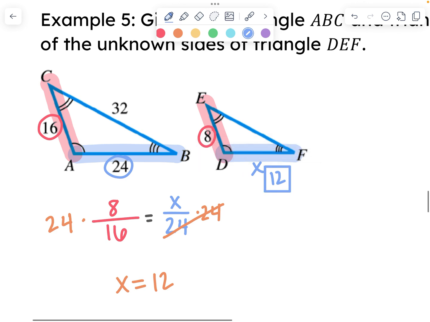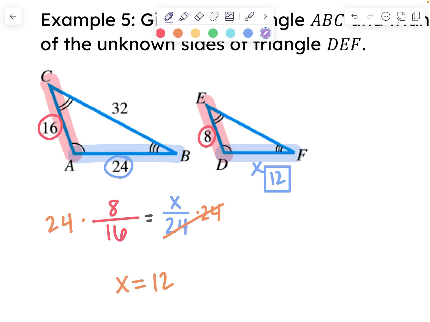You also can just look at that picture and tell that 8 is half of 16, so half of 24 would be 12. So sometimes it's really easy to tell just by looking at the pictures, but when it's not, that's when you would set up your ratio and your proportions.